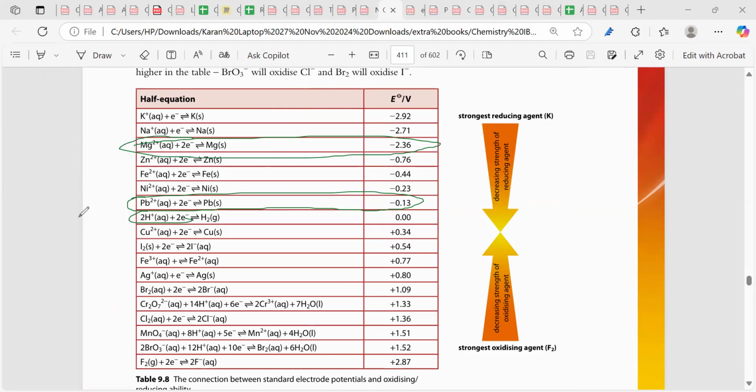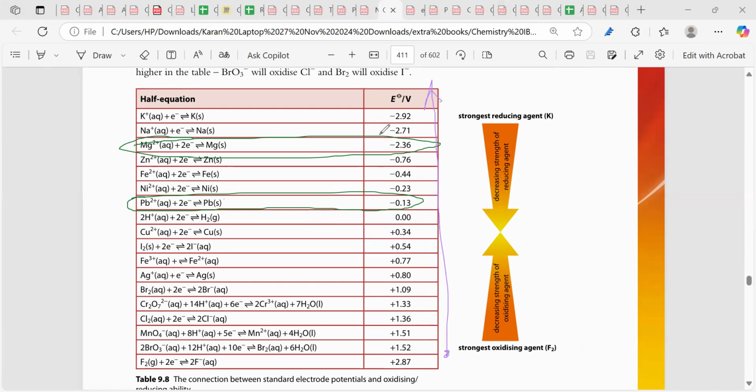First tell me, which is more positive? Below. See, can you see Pb? When you go from top to bottom, negative converts to positive. Can you see this? Understood? Clear? Fine. So if you go from the bottom to the top, what happens?